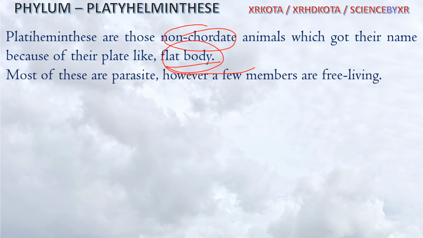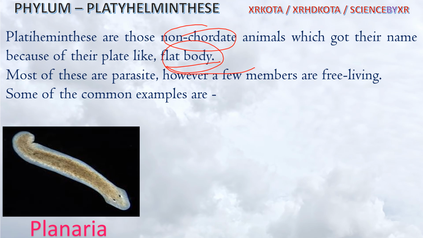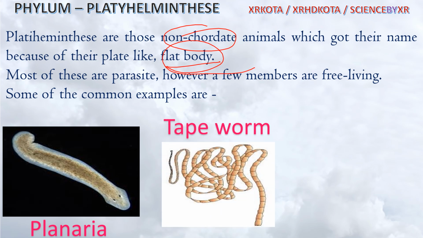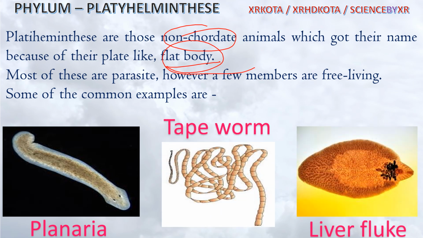Okay, most of these are parasites, however few members are free living. Free living, one common example is Planaria. Parasites, the examples like tapeworm is the most common example. Some of the examples are shown here, like planaria is here, then tapeworm is second one, and liver fluke, which is found in the liver of certain animals.